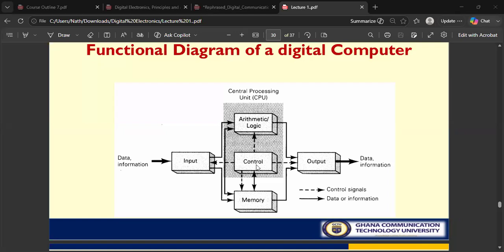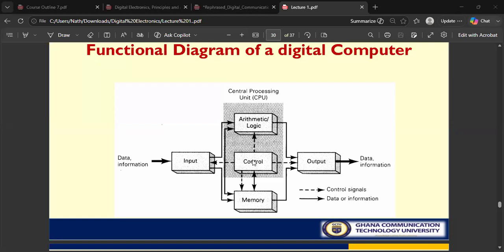Then you come to the central processing unit, which is the processing unit itself. In the central processing unit, you have the arithmetic logic unit and the control unit. The arithmetic logic unit is the one that helps you to perform mathematical calculations, and to decode whatever message was sent to the central processing unit.